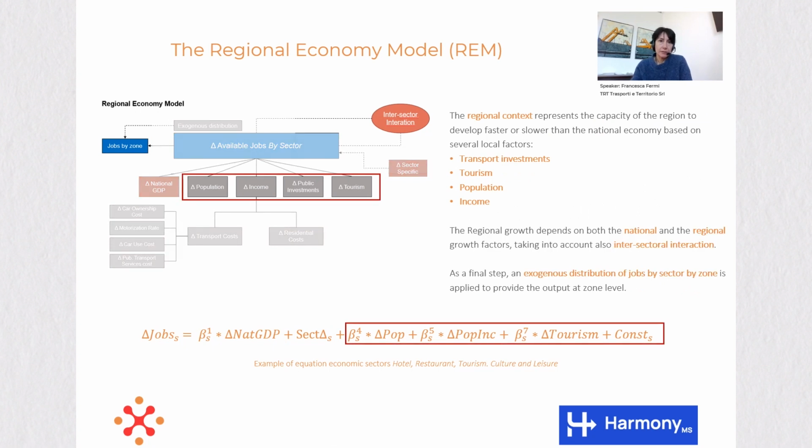The other factors influencing the trend of employment are related to the regional context of the application. More in detail, the model takes into account transport investments, tourism, population, and income. These are highlighted in the second part of the general equation reported below. Both the regional and national growth factor influence the regional growth, taking into account also intersectoral interactions. As a final step, to provide the output at zone level, an exogenous distribution of jobs by sector by zone is applied.